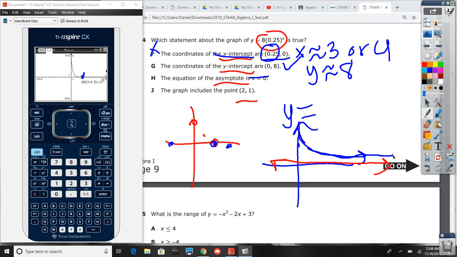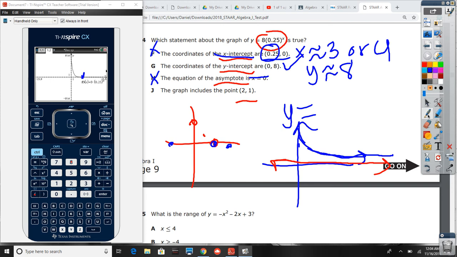Lines that are horizontal like that are usually in y equals. So if you see asymptote and it has x equals a number, you already know this is wrong. And then finally, because of the definition of asymptote, H is wrong.